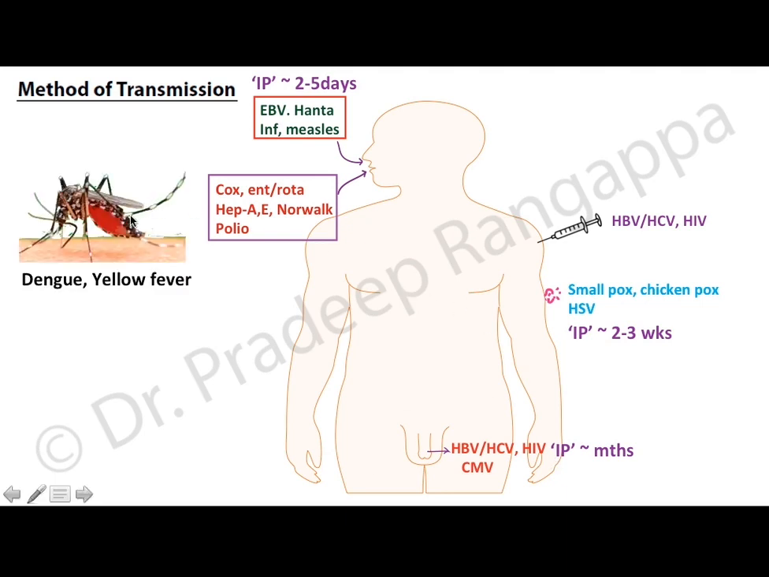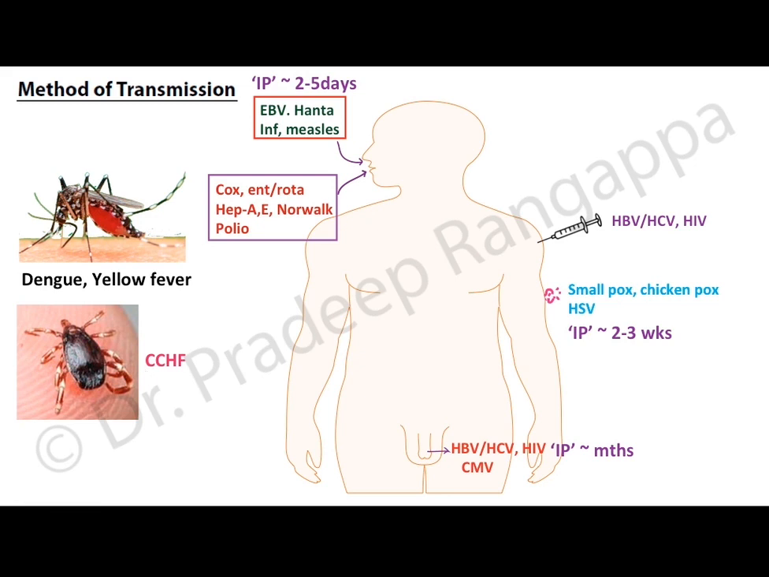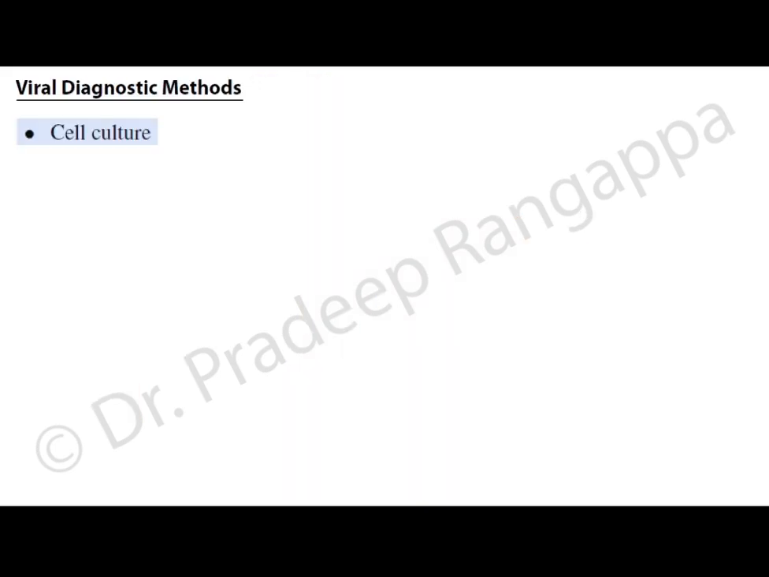The mosquito vector-borne viruses are mainly dengue and yellow fever, and you have the viruses which spread through the bite of ticks, which is Crimean-Congo hemorrhagic fever. So this is in brief the overview of all the different viruses which spread through different routes.